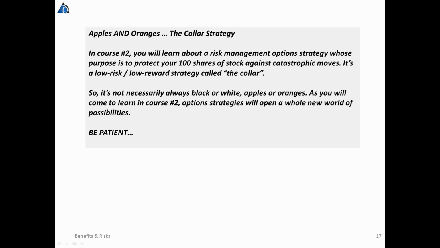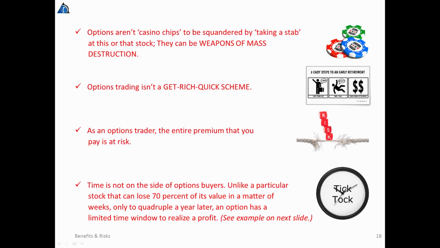Wow, we really spent quite a bit of time on this example. Let's go on with our list of benefits and risks. Options aren't casino chips to be squandered by taking a stab at this or that stock. They can be weapons of mass destruction. You could blow one account after the other by betting and trading like a deer in the headlights. Options, unlike what you hear on TV and radio and all those junk emails that you get, aren't a get-rich-quick scheme.